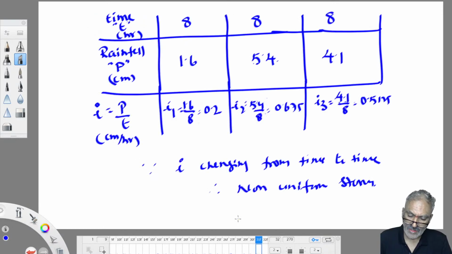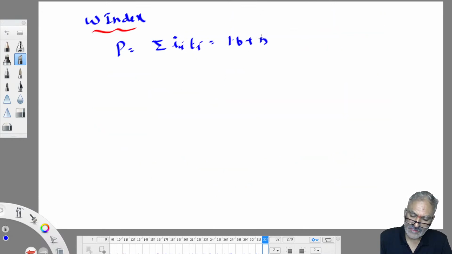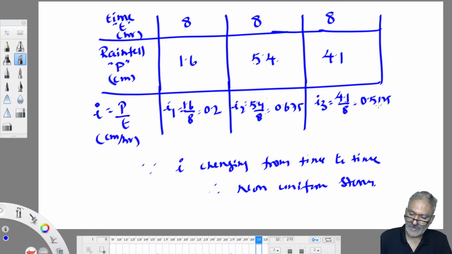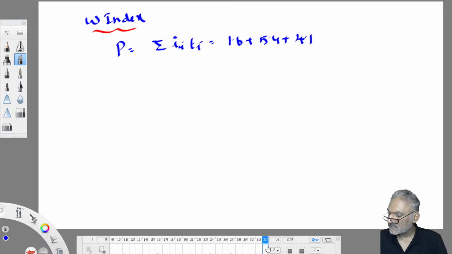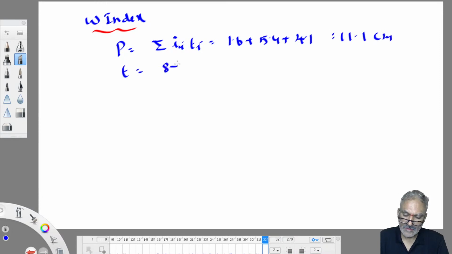Sigma I into Ti, the P values are already there. 1.6 plus 5.4 plus 4.1. 0.2 into 8, 1.6 only, no? So I'll take straight away 1.6 plus 5.4 plus 4.1. 0.675 into 8, 5.4. 0.5125 into 8, 4.1. 5.4 plus 4.1 is 9.5, 9.5 plus 1.6 is 11.1. So it is 11.1 centimeter. T is equal to 8 plus 8 plus 8, 24 hours.